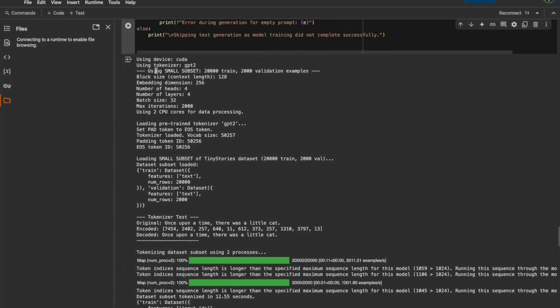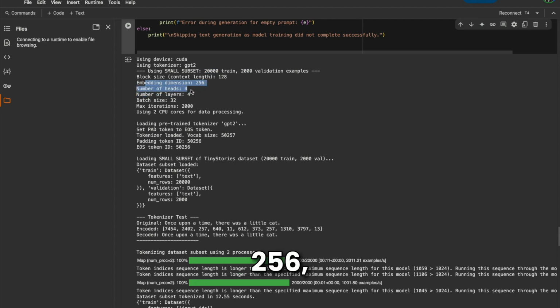So here, these are the logs. We are using a small subset of the full dataset because I'm using the free version of Google Colab here, so I can't run it for a very long time. So here we are using 20,000 data to train and 2,000 for validation. These are our parameters.